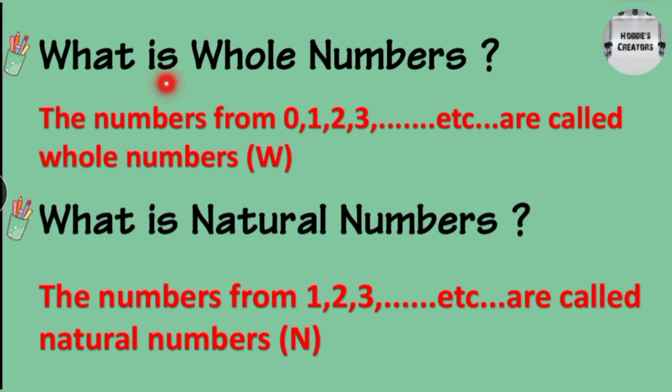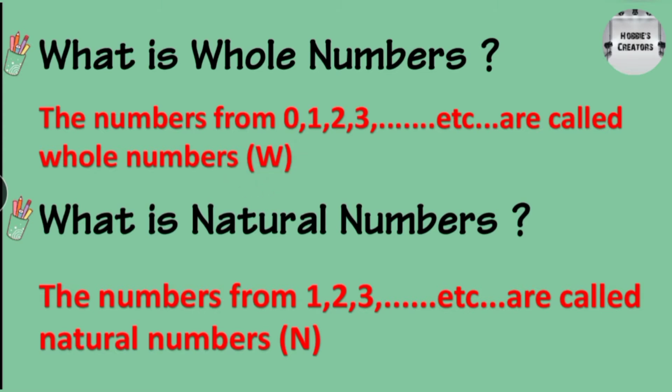So, first question, what is whole numbers? The numbers starting from 0 are called whole numbers. So, the numbers 0, 1, 2, 3, etc. are called whole numbers. And it is denoted by the symbol capital W.